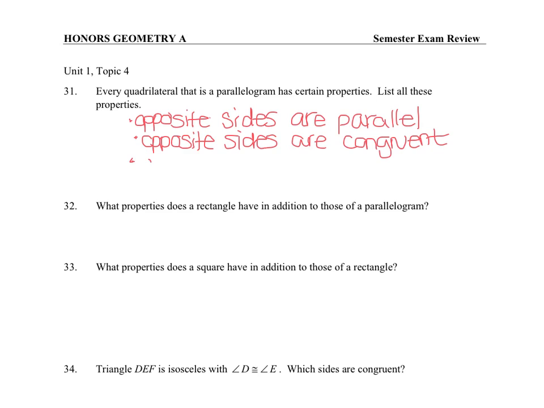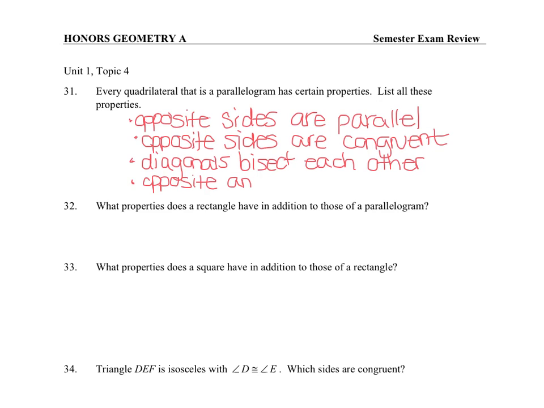Another property we know is that the diagonals of a parallelogram are going to bisect each other, which means that they're going to split the diagonals in half. We know that opposite angles are congruent. And the last thing that we know, but we didn't talk too much about it in class, is that consecutive angles, so meaning two angles next to each other, are supplementary.